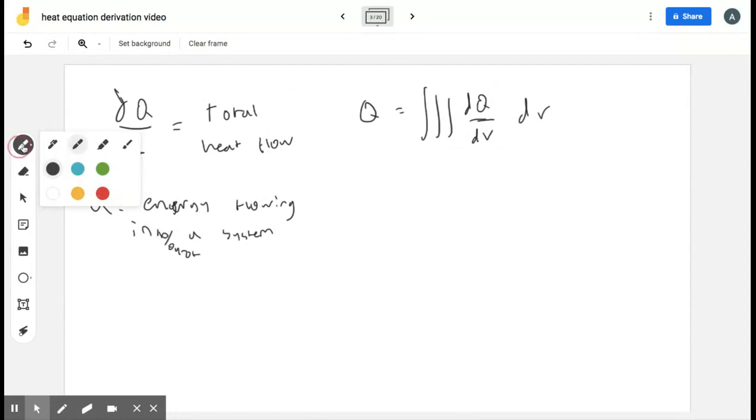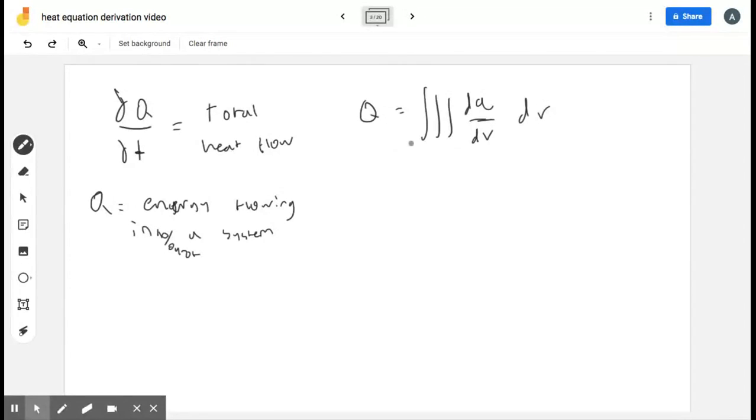Now I'll use a lowercase q. So there's a lowercase q in here. So it's going to be dQ over dV. Now the question is, what is dQ over dV? Well, in order to do this, we're going to need some other things. Those other things we're going to need is the specific heat. So what is the specific heat?